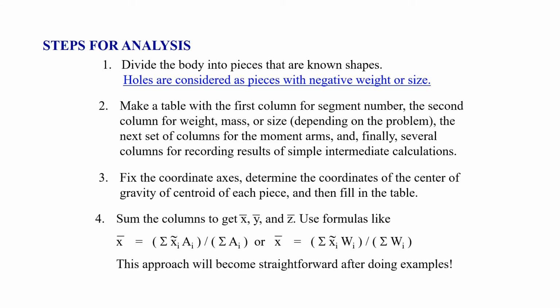Then finally, we'll sum the columns to get x bar, y bar, and z bar, and we'll use formulas such as x bar is equal to the sum of all the x tildes times the area divided by the sum of the areas. If we weren't dealing with areas but weights, then we would find the center of gravity using the appropriate weight column instead of an area column. It'll become more straightforward after doing some examples.